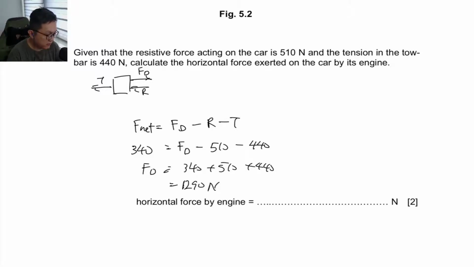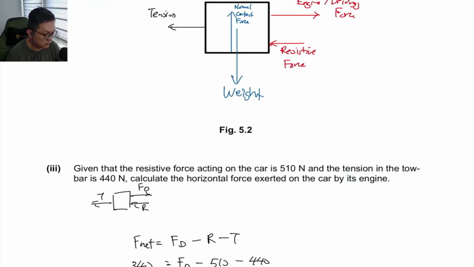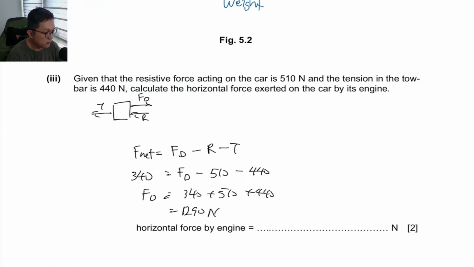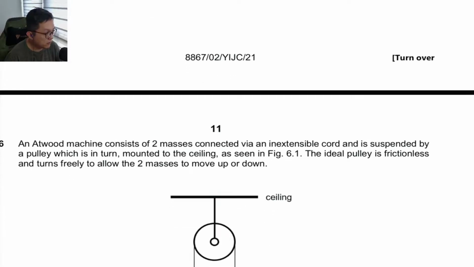So it's important for you to be able to draw the free body diagram here. If you can't draw this free body diagram, it makes it very hard. And we didn't have ECF from this part to this part. So if this is wrong, then this one will be wrong as well, all right? Okay, next, we're moving on to question 6.